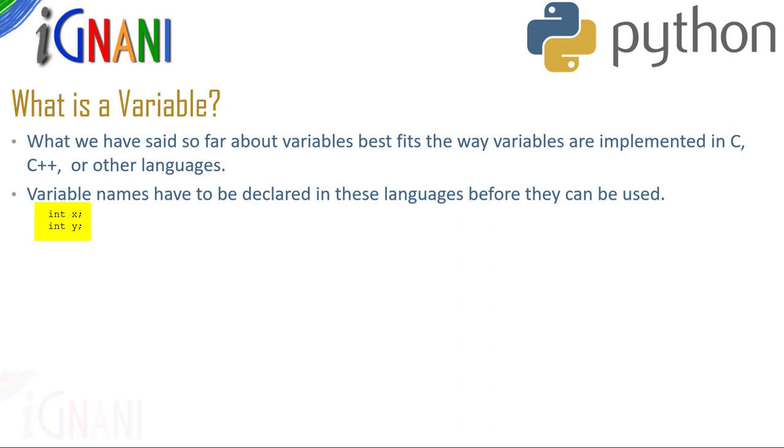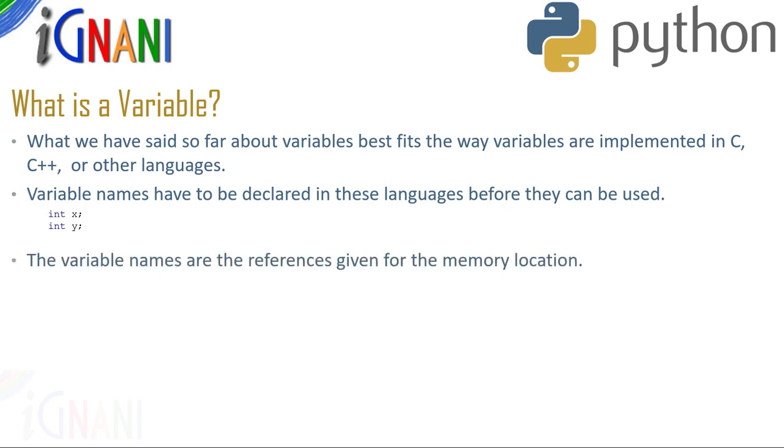These declarations make sure that the program reserves memory for two variables with the names x and y. The variable names are the references given for the memory location. It's like taking two empty bottles and naming them x and y. Like the two empty bottles, the memory is empty as well. Putting or storing some value into these variables is known as assigning values. So whenever I say assigning a value, I am actually storing some value into these variables.